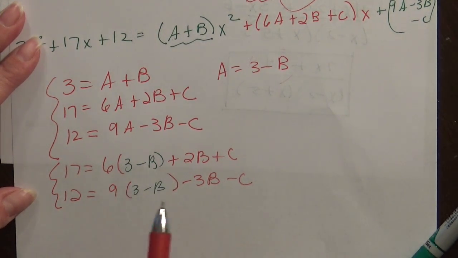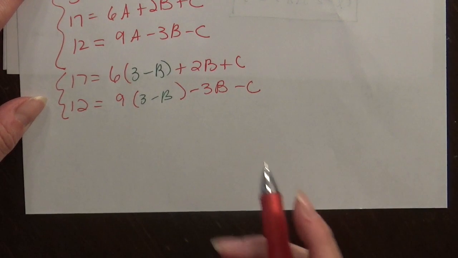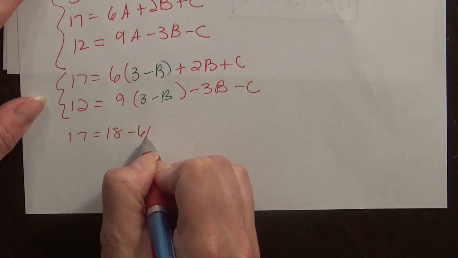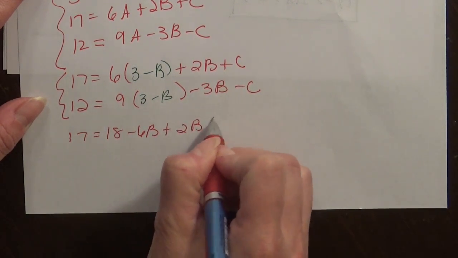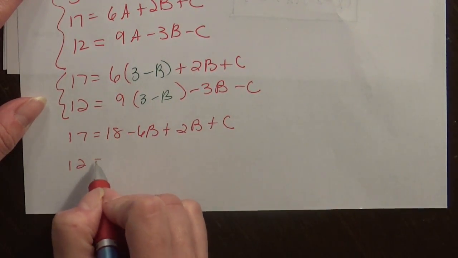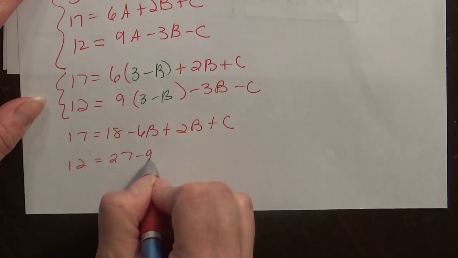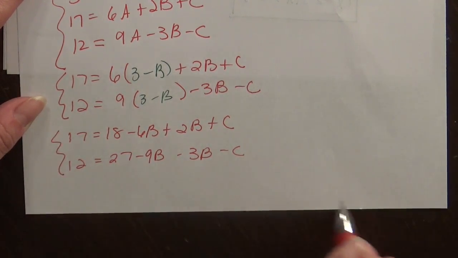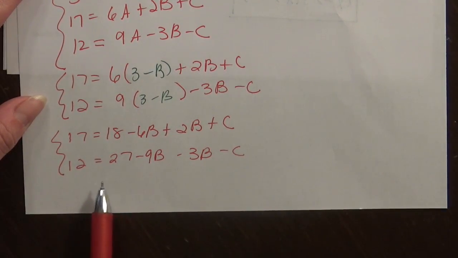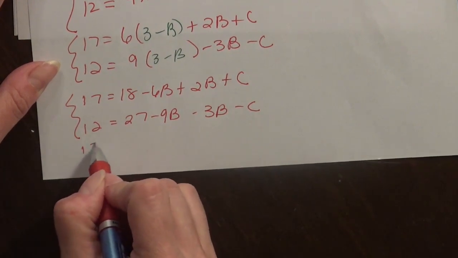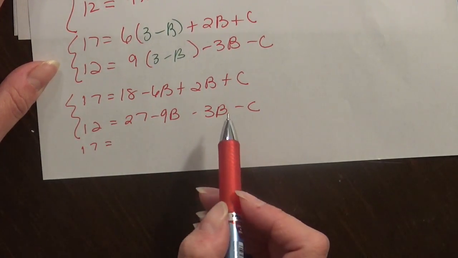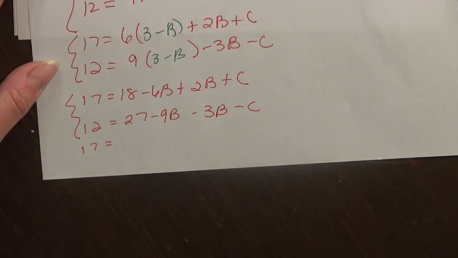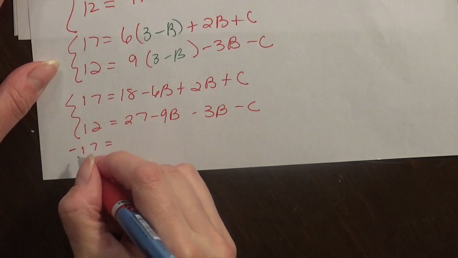We can distribute here, so we'll have 17 equals 18 minus 6b plus 2b plus c. 12 equals 27 minus 9b minus 3b minus c. I can combine like terms on the right side of my equations. So we've got 17 equals 18. Well, I can subtract 18 from both sides. 17 minus 18 gives me negative 1.